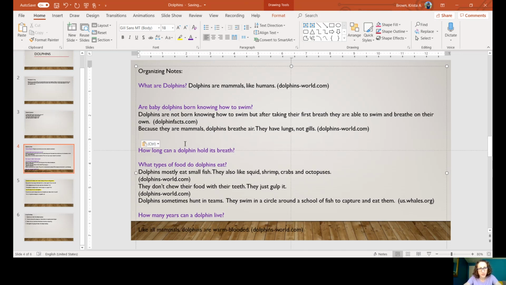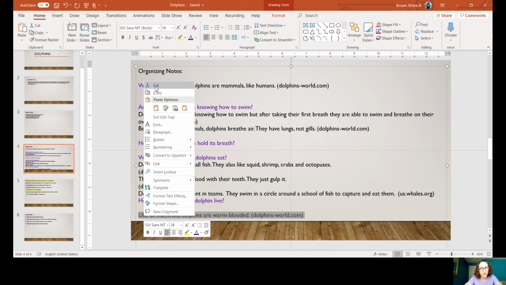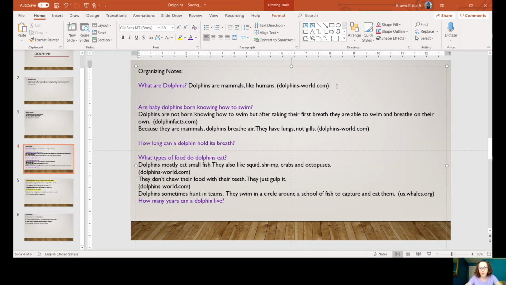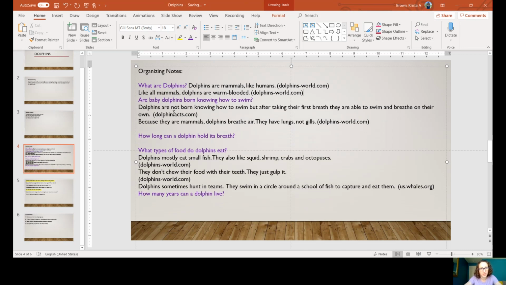Okay, let's go to my next one. Some space up here. Like all mammals, dolphins are warm-blooded. Oh, well, it's talking about mammals again. So that's got to go up here with what are dolphins? Cut this one and paste it there. Okay, now let's take a look at some of my subtopics here.